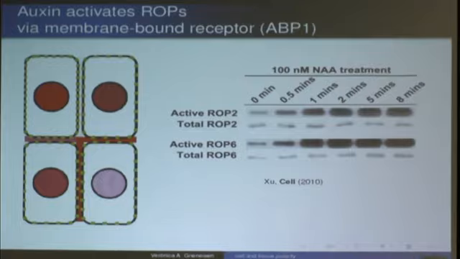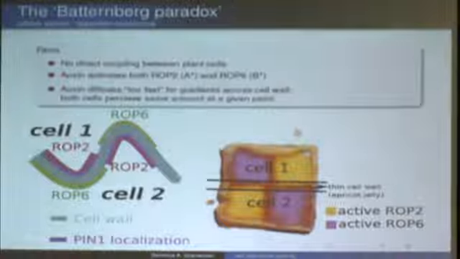We also know there's a canonical pathway, but basically what I'm telling you is that if you add auxin, what we can see in protoplasts, for example, is that active ROP2 starts activating in minutes. So this is not going through transcription and translation. There's a receptor at the membrane which is able to activate GAs. Receptor of mystery X. We don't know what it is. Okay.